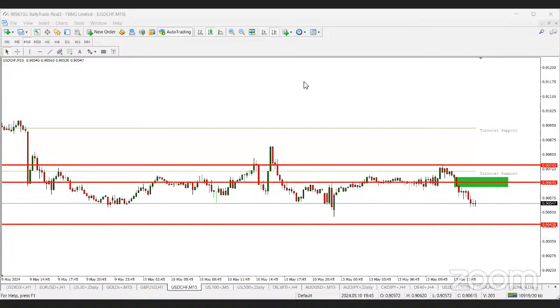Okay, so that is USD CHF. Now, I said I'm looking out for a sell from 0.9750. For that, I'll be looking out for around 20 pips of profit. And I also look out for a sell from 0.9650. For that, I'll be looking out for around 20 pips of profit also.